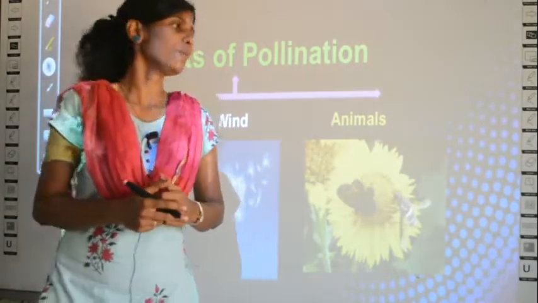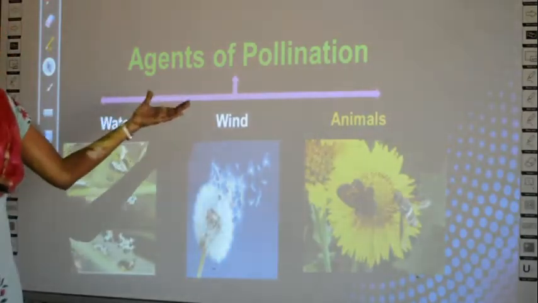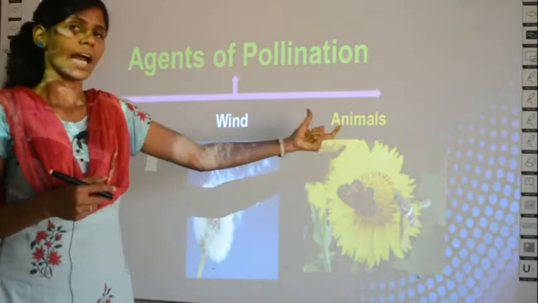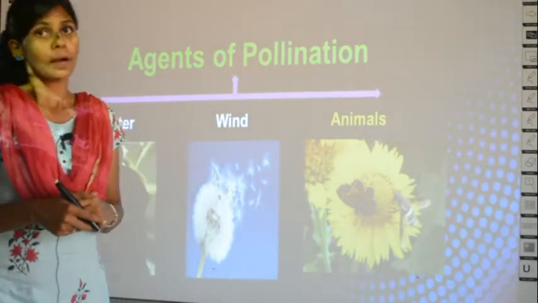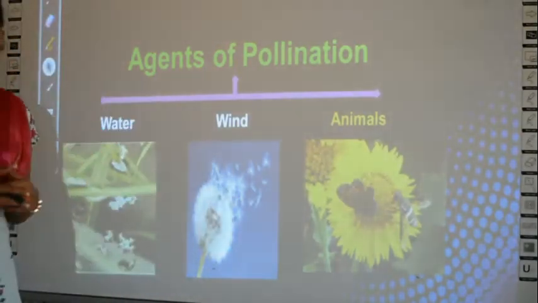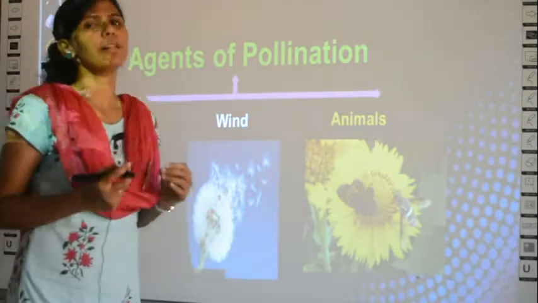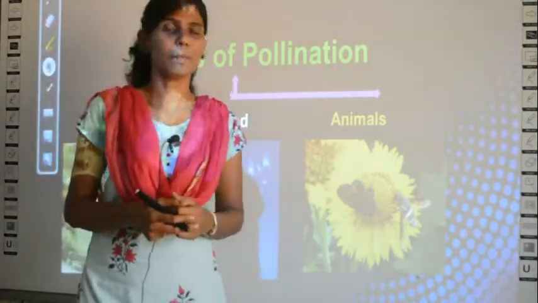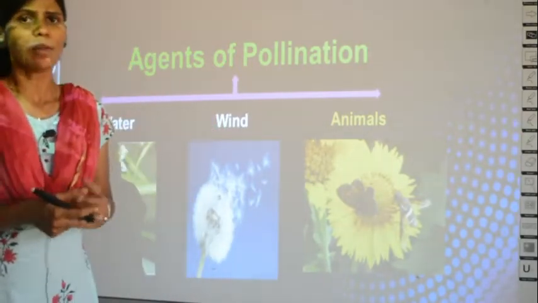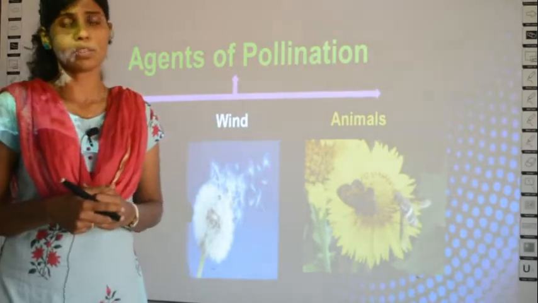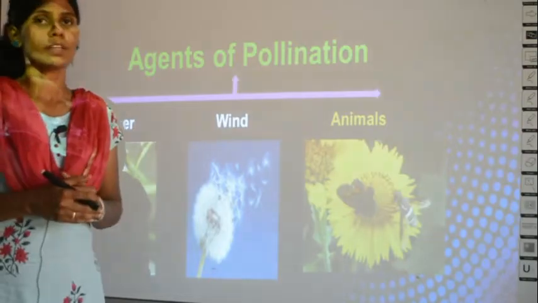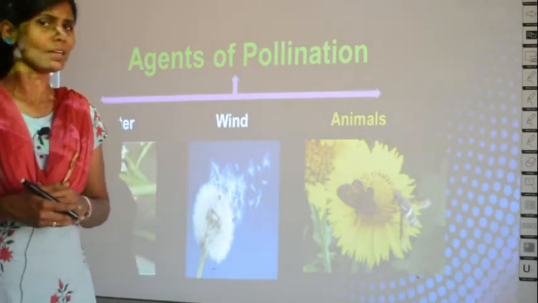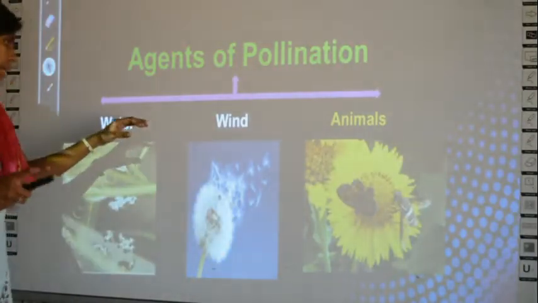So now you know that there are three agents of pollination, namely water, wind and animals, right? In the upcoming slides, you are going to learn in a little more detail how these three agents help in the pollination process and what essential characteristics have to be present in a flower or a pollen grain for this to happen. That we will be learning in the upcoming slides.